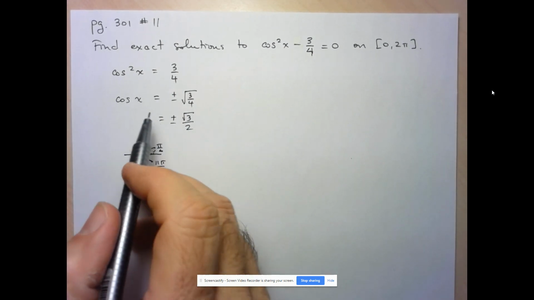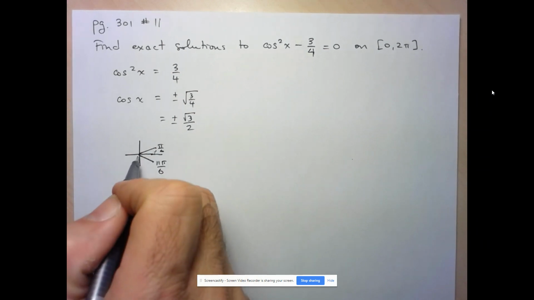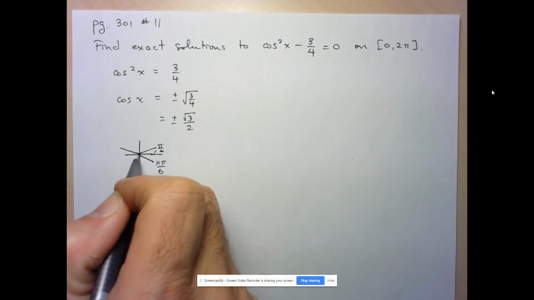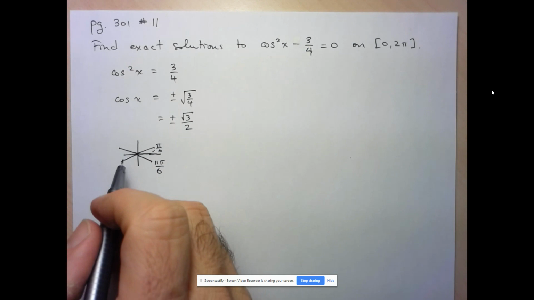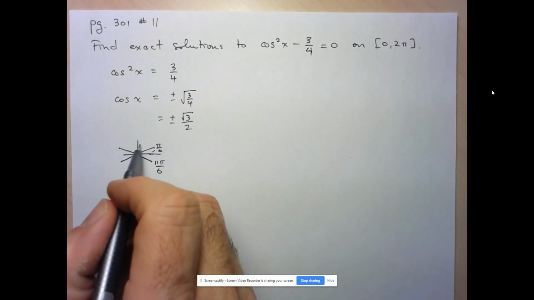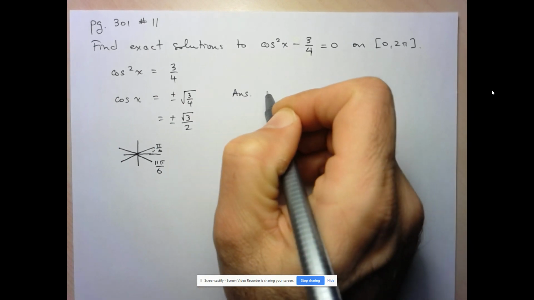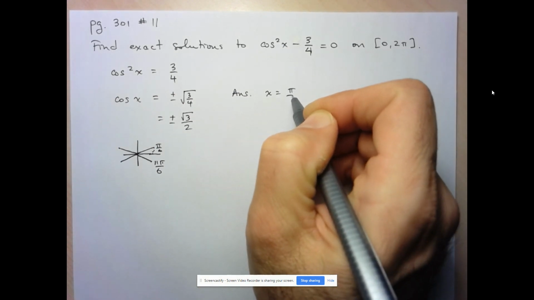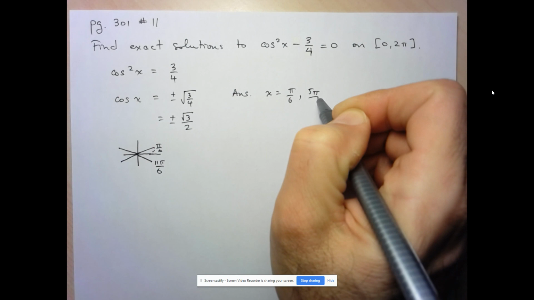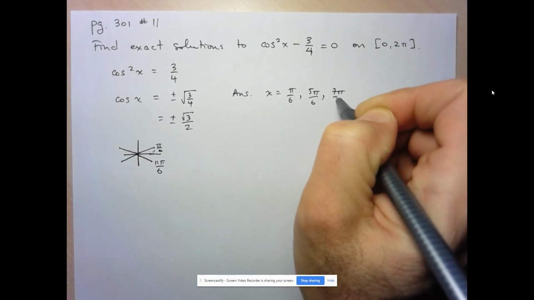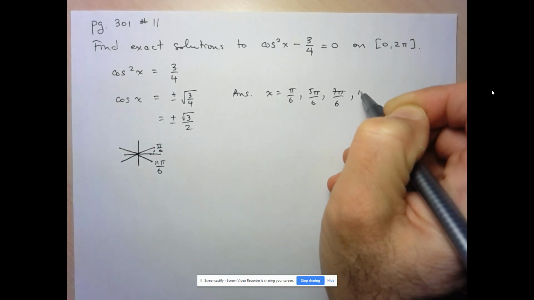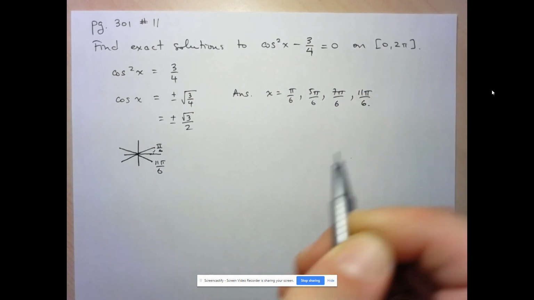Okay, and where is it negative root 3 over 2? Well, that's going to be in the second and third quadrants. So here we're going to have 5 pi over 6 and 7 pi over 6. So our final answer here is that x can be equal to pi over 6, 5 pi over 6, 7 pi over 6, or 11 pi over 6. All right, and that's a listing of all our answers.